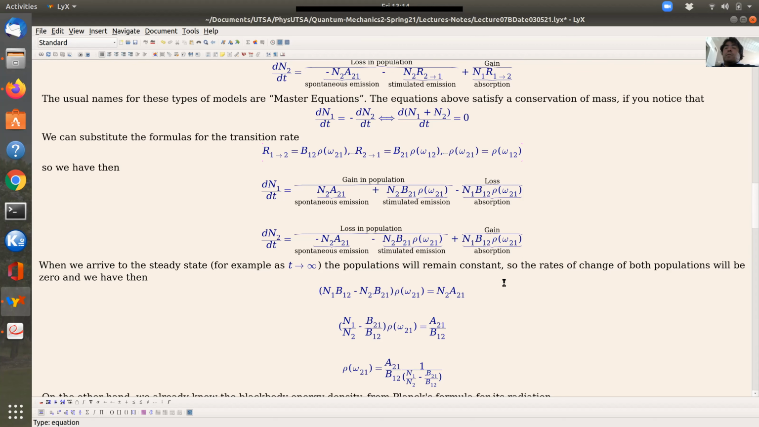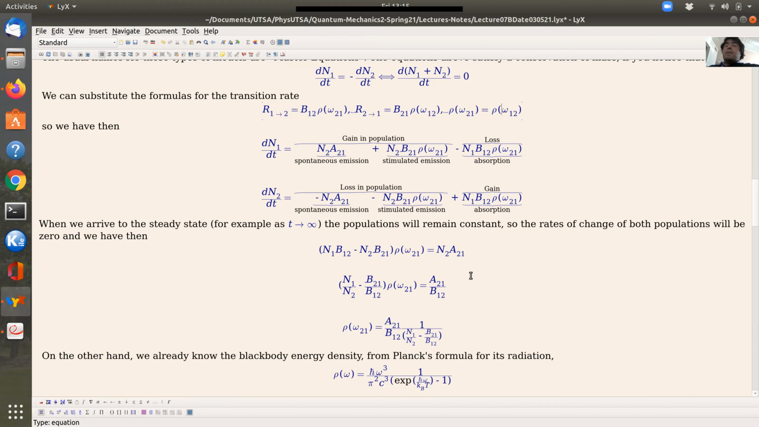So I pass to the other side, for example N2, and I have N1 B12 rho of omega 21 minus N2 B21 rho of omega 21. So I'm using this also in this part. So I have plugged in. So why am I doing this? Well, because essentially I'm going to think by analogy and find that the equation I get is very similar to Planck's blackbody radiation. But you have to give me time in order to conclude this.